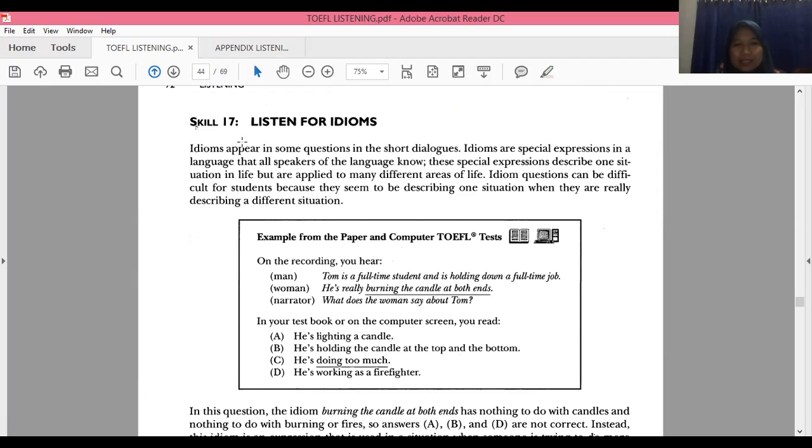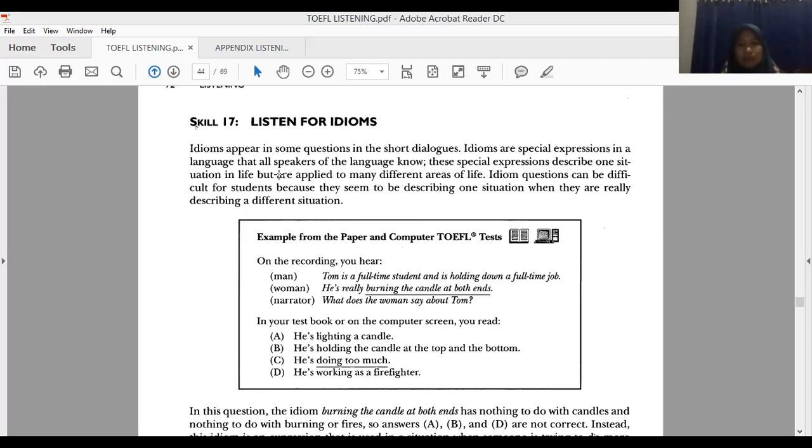Section A. Listen for idioms. As we know, idioms appear in some question in short dialogue. Idioms are special expressions in language that all speakers of the language know. Jadi dua-duanya udah tahu. Pokoknya kalau kita ngomong peribahasa juga teman kita pasti udah tahu maknanya kan. The special expression describes one situation in life but is applied in many different areas of life.